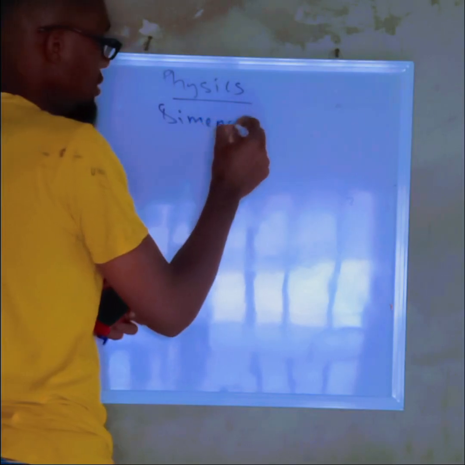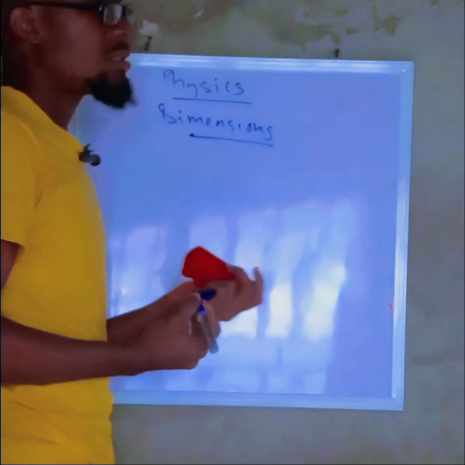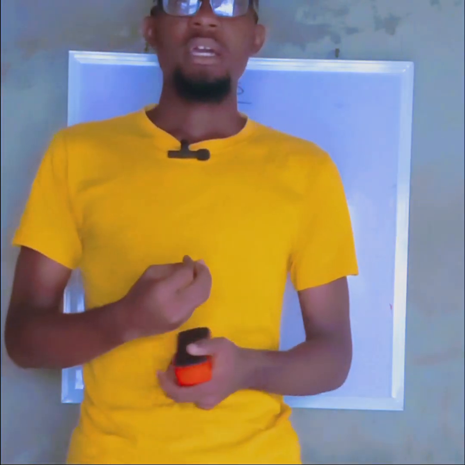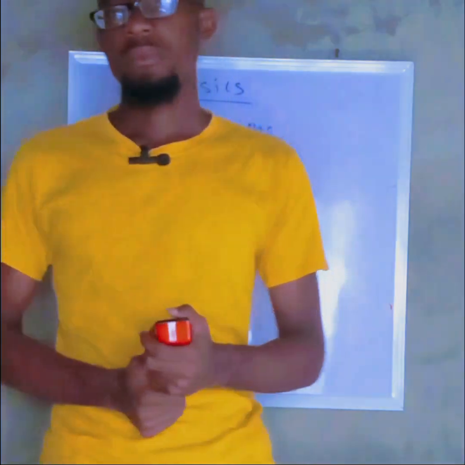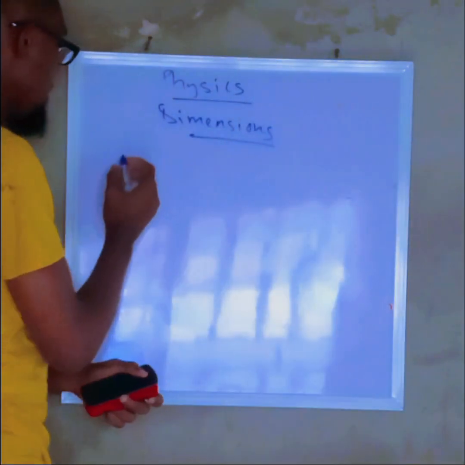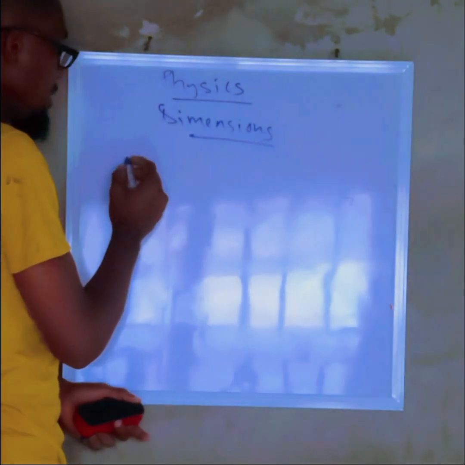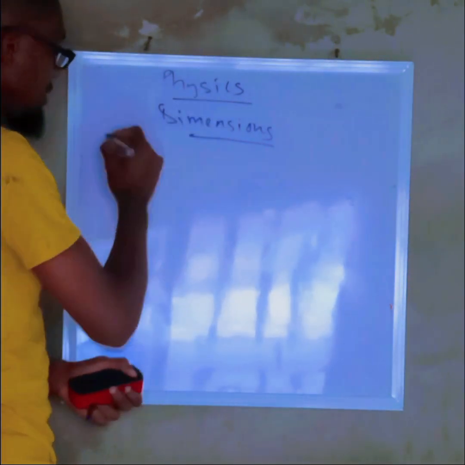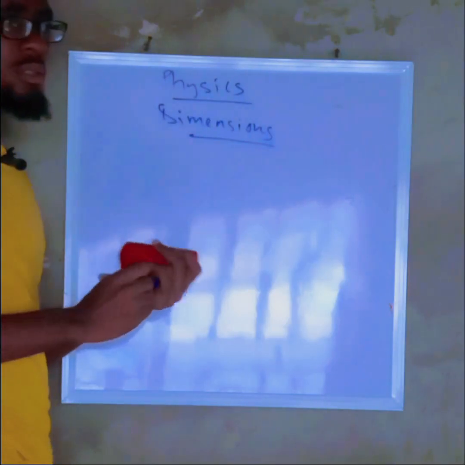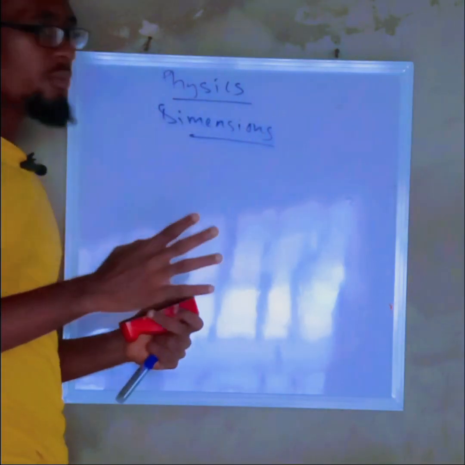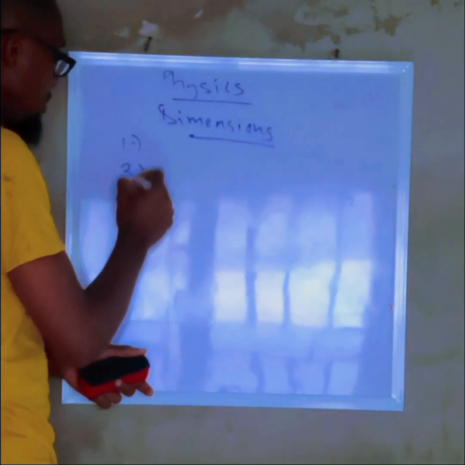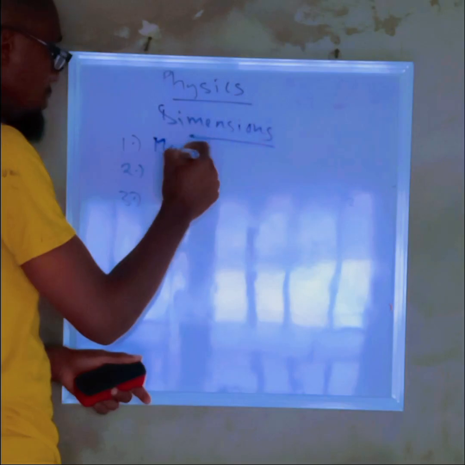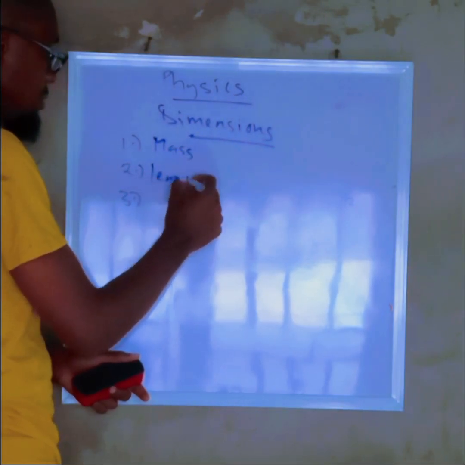Dimensions. First of all, what are dimensions in physics? Dimensions are a way in physics where we look at how a quantity is related to basic units. Before we go into dimensions, let us check which fundamental quantities are used to find out the dimension of a quantity. The three fundamental quantities that are used are the mass, the length, and the time.